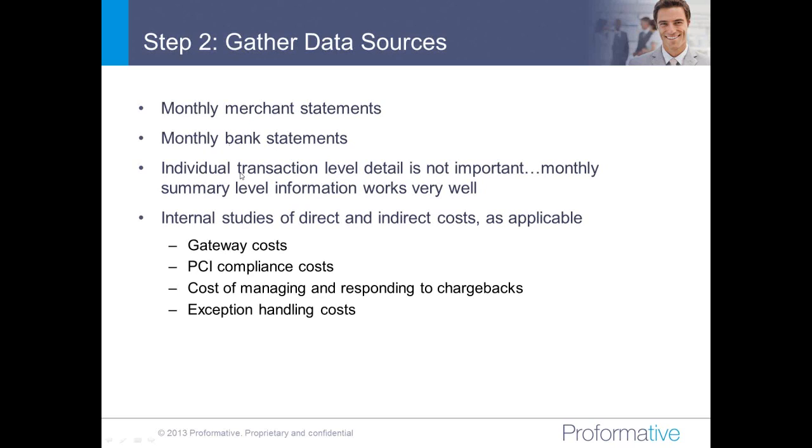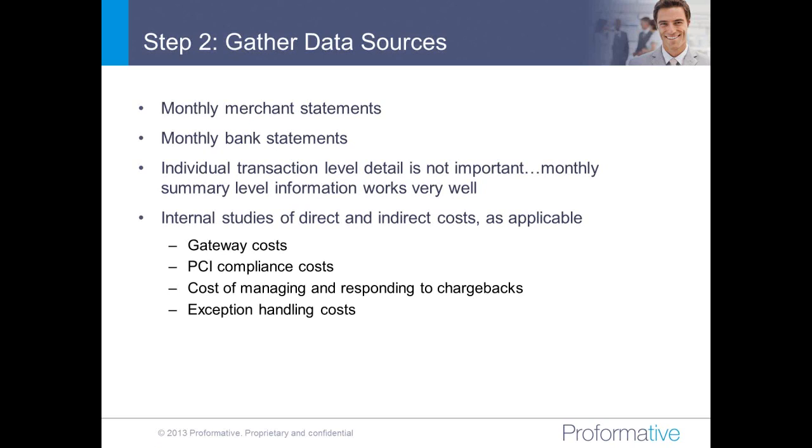Individual transaction detail isn't important. Monthly summary level information is fine. So if in a given month there are 100,000 transactions, you don't need 100,000 records. You don't need transaction level detail. Typically, the data that's available on a merchant statement, on a monthly statement, is sufficient.